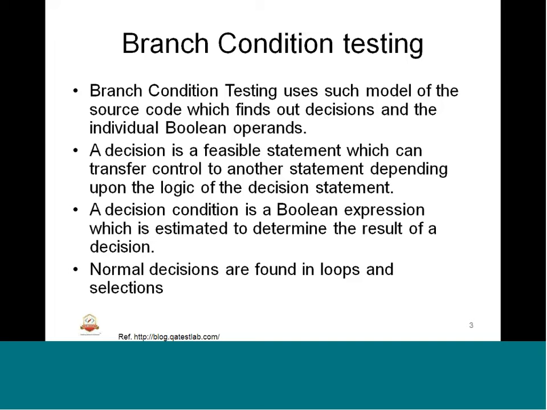A decision is a feasible statement which can transfer control to another statement depending upon the logic of the decision statement. That means a decision has logic with boolean operands, and as a result the control can be transferred to different statements or a single statement depending on the logic applied within the decision statement. And a decision condition is a boolean expression which is evaluated to determine the result of a decision. So a decision is basically a condition, right?